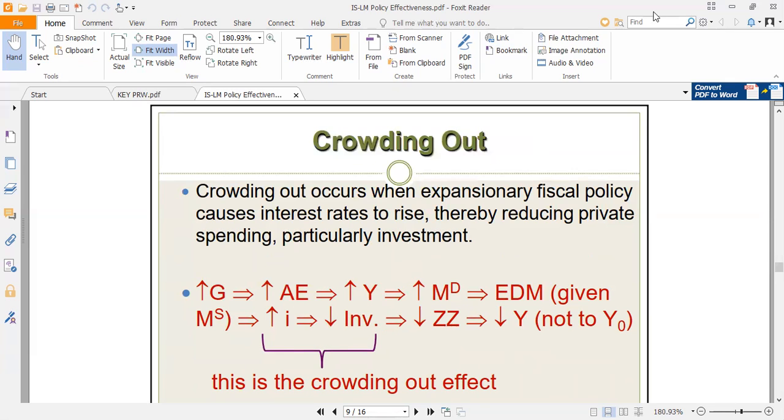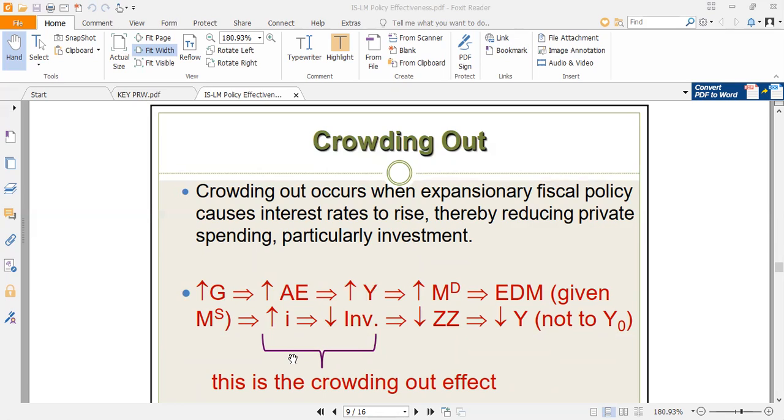Okay, now let's look at the definition for crowding out. Whenever there's an expansionary fiscal policy, because there's an increase in interest rates, it causes investment to fall. This is the mechanism. Okay, when government spending goes up, aggregate expenditure will go up, which will cause income to go up. Okay, so now whenever income goes up, because money demand is positively related to income, money demand will go up. When money demand goes up, we have excess demand for money. So given the level of money supply, we have excess supply of bonds.